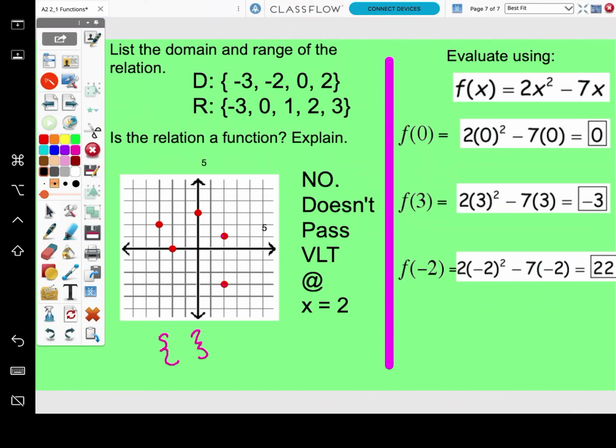If you didn't, I'm guessing your mistake was right here where you forgot to make that positive or maybe typed it in wrong. That's all I can tell you about functions today. Let me know if you have any questions, and I'll see you tomorrow.